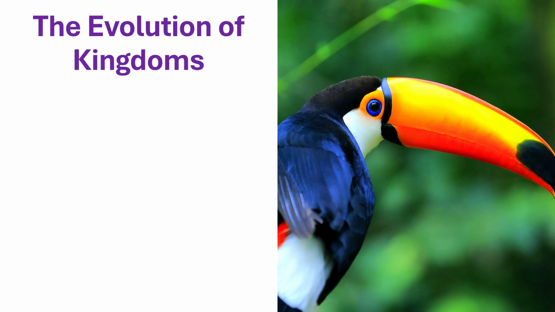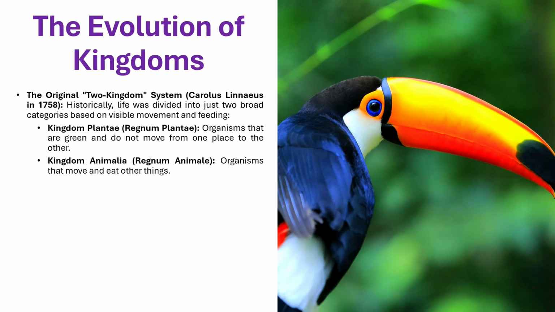For a long time, the world of biology was very simple. If it was green and stayed still, it was a plant. If it moved and ate things, it was an animal. But as our tools improved, we realized that nature does not like to stay inside such small boxes. So there, the kingdom evolution started.